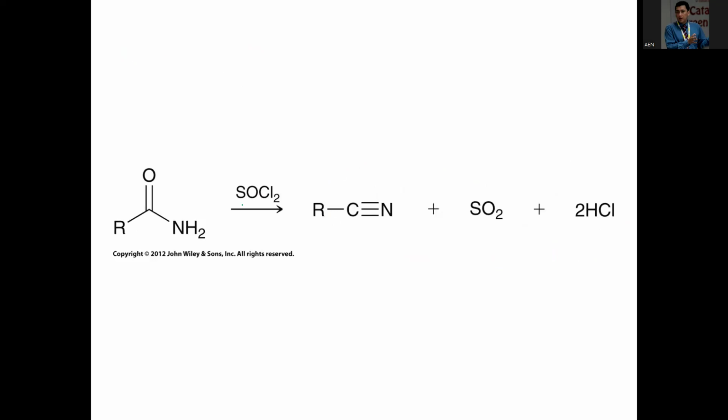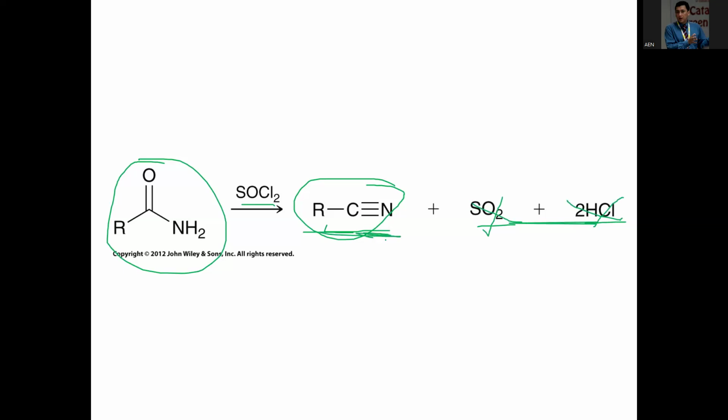The other way you can make nitriles is from amides. Amides with SOCl2 will dehydrate, giving you a nitrile. You don't need to know those two, so don't worry about those two. You don't need to write it. Really, what we care about is the nitrile, and this carbon is this carbon. So don't add or subtract any carbon. If this one is a CH3, your nitrile will be CH3 nitrile. All right.